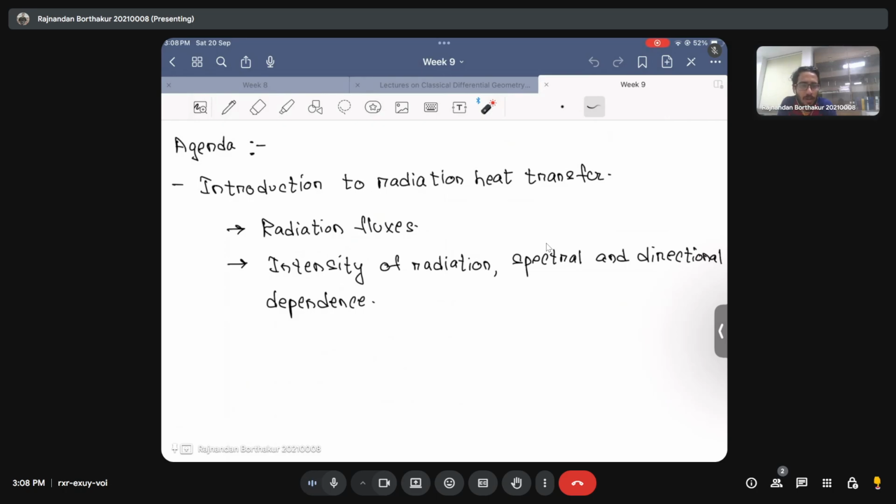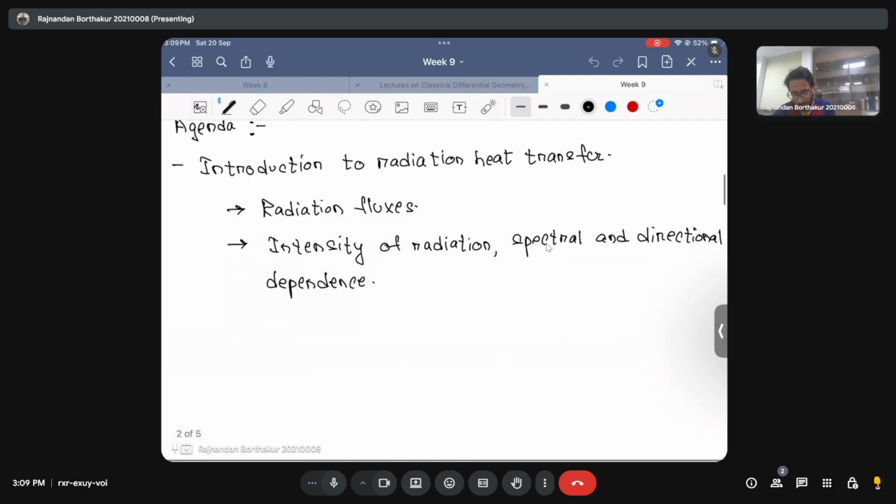We'll begin by giving you a recapitulation of the basic introduction to radiation heat transfer, and then we will formally move on to the different kinds of radiation fluxes and some associated numericals and concepts. If there is time at the end of today's session, we will look into the concepts known as intensity of radiation and spectral and directional dependence. So this is the agenda for today's session, and without any delay, let's get started.